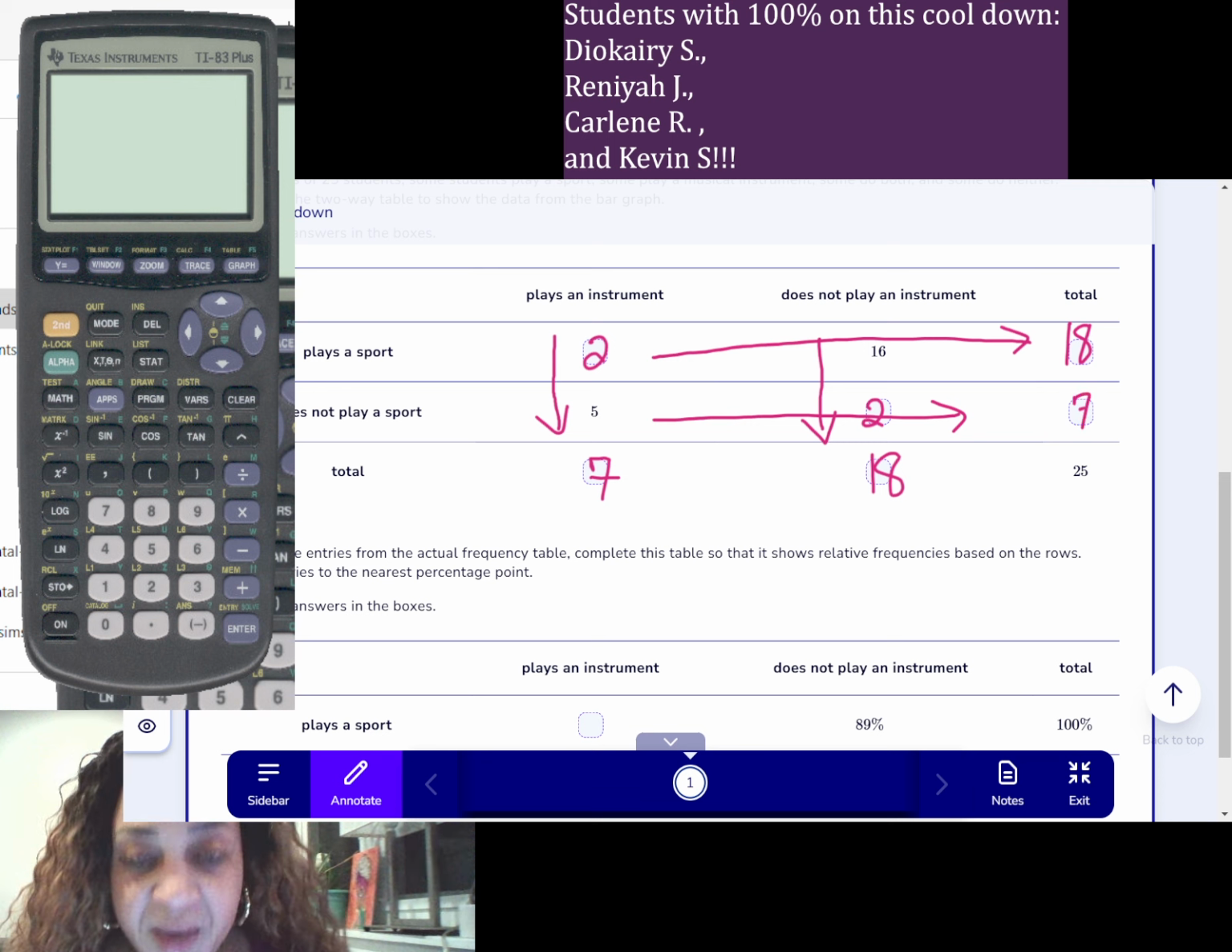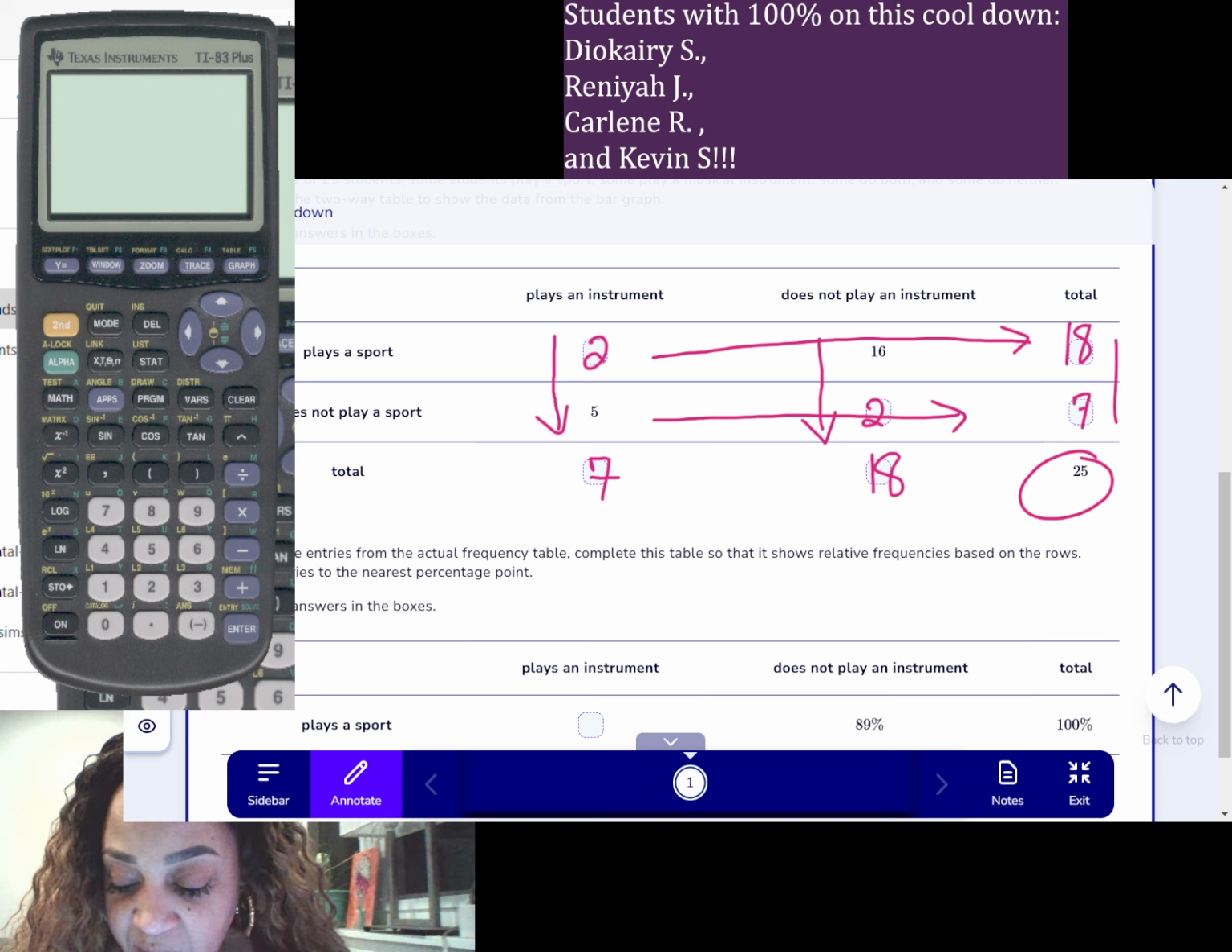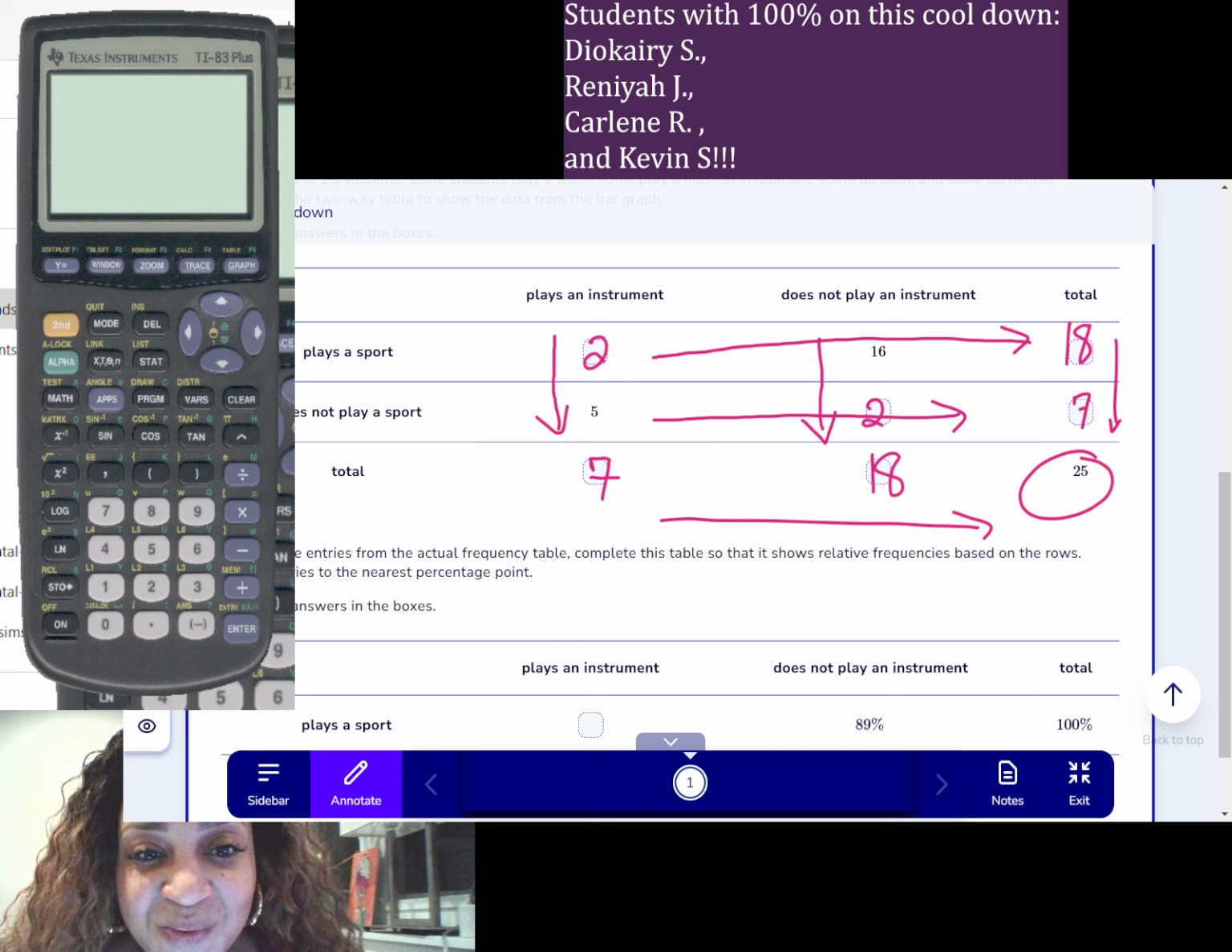So to double check your math, going across at the bottom, I have 7 plus 18, that does equal 25. And then going down this way, 18 plus 7, also 25. So we know that our math is mathing.